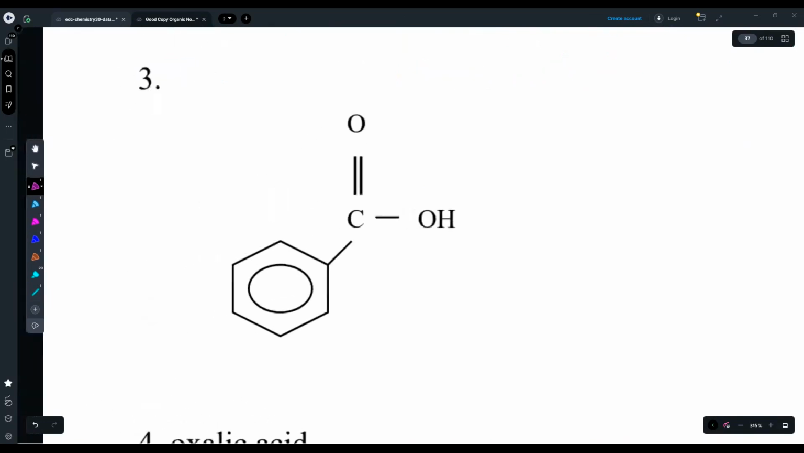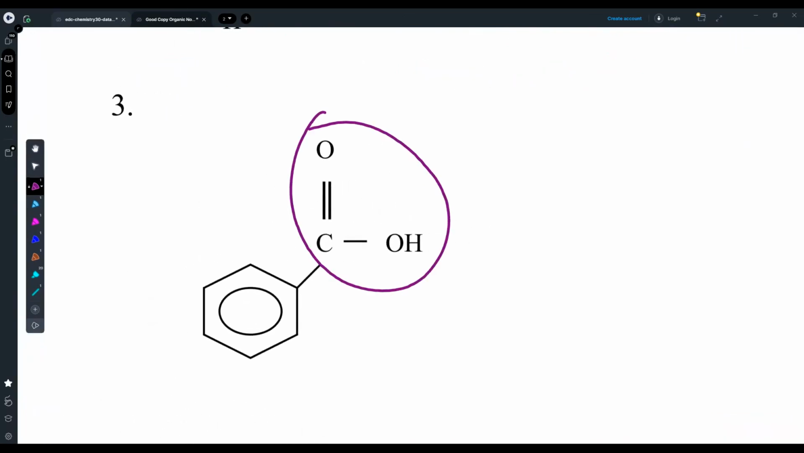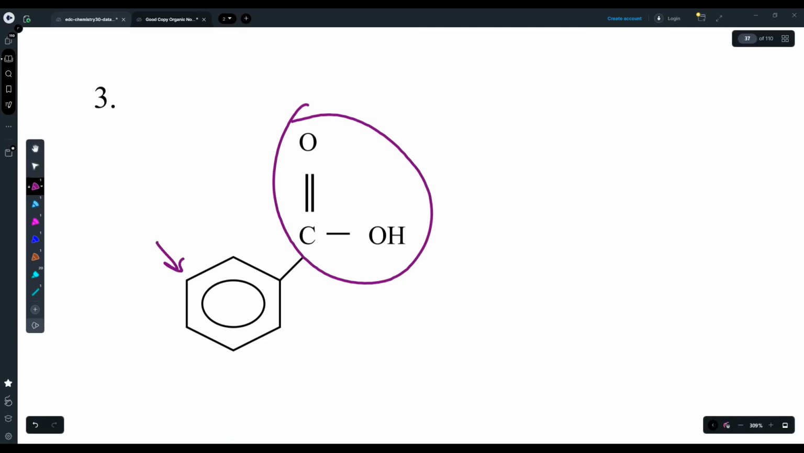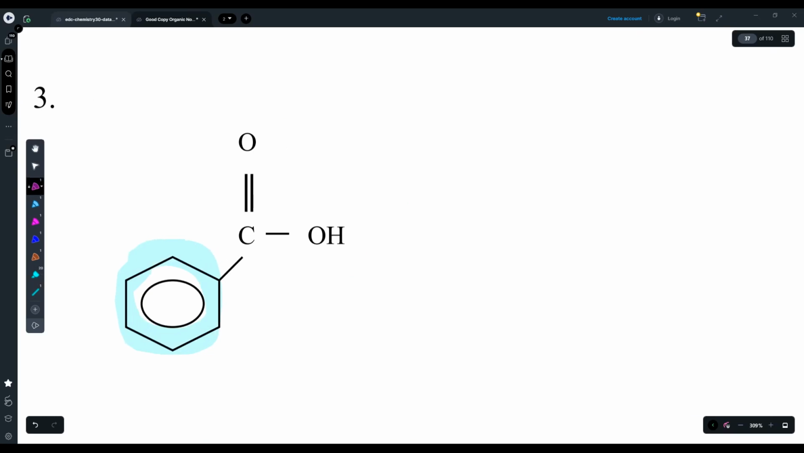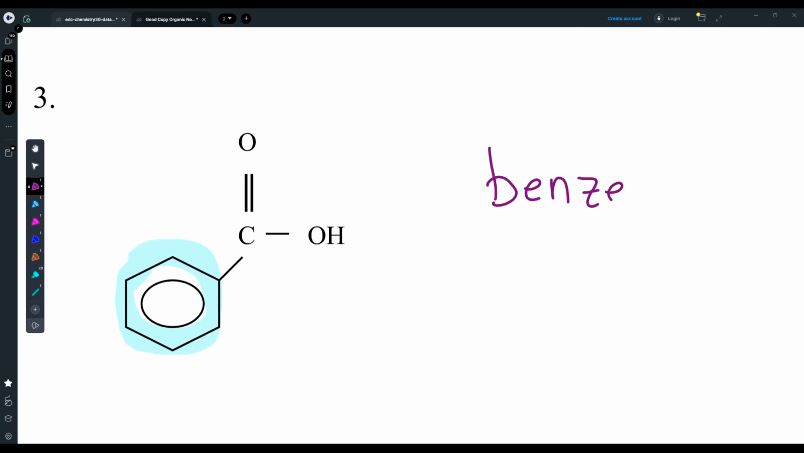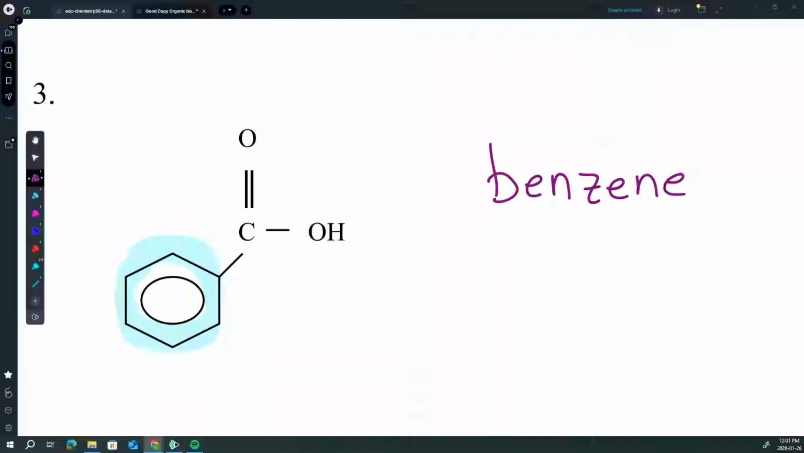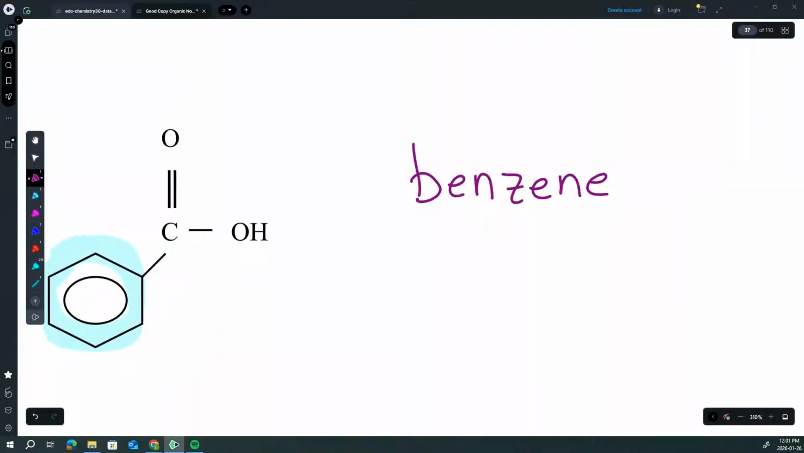For our next one here, there's that carboxyl functional group, and attached to it we have benzene. Because what's attached to the benzene is 6 or fewer carbons, we're going to treat benzene like it's a parent chain. So I'm going to start off with benzene. Now what I'm going to do with this is change this ene ending to oic acid.